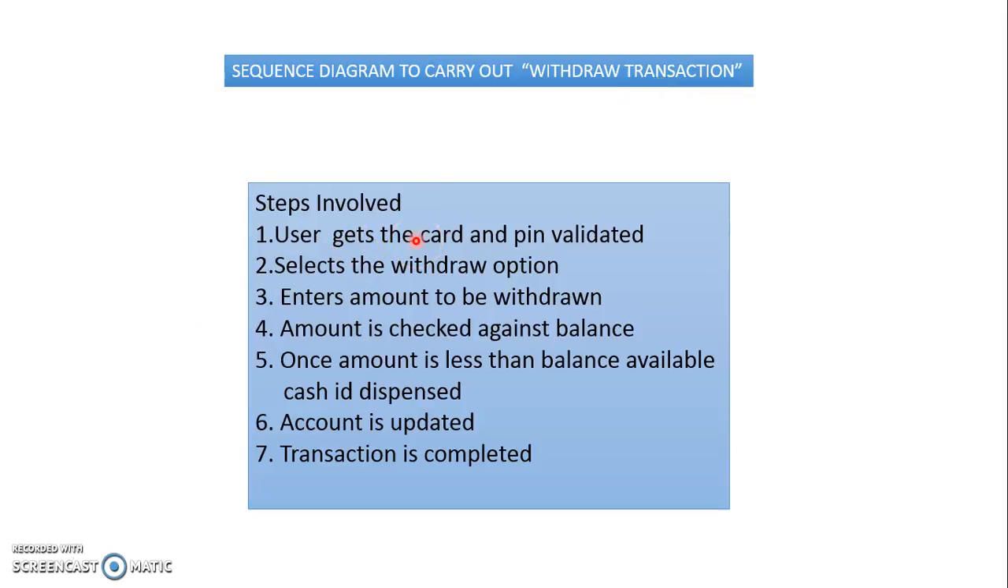We are going to involve a set of objects like actor, card reader, keypad, cash dispenser, etc. But the steps are like this. The user needs to get his card and PIN validated, and when these two things are done, then the withdraw option can be selected. Once the amount to be withdrawn is entered, it is checked against the balance. Once the amount is found to be less than the balance, then the cash is dispensed, accounts are updated, and the transaction is completed. Now during this process, the various messages being exchanged between objects are shown using the sequence diagram.